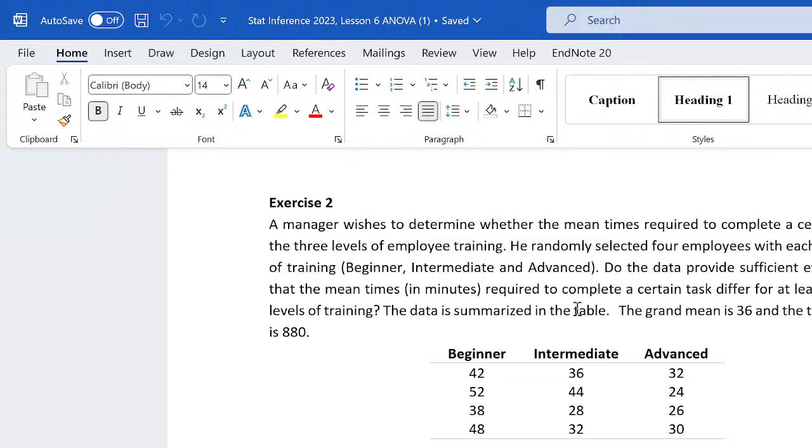I'm going to scroll down here. Let's organize this a little bit. So I mentioned that the total sum of squares is 880. We figured out the between sum of squares, 146. All right, so I'm just assuming I did all my arithmetic correct. That's going to be 734.